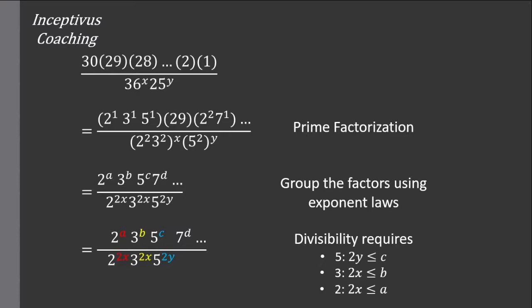Remember, in order for divisibility to be accomplished, we require that the exponent on the top be greater than or equal to the exponent on the bottom. So for example, look at the exponents of 5, we should require that 2y should be less than or equal to C. And similarly for 2x, we should be less than or equal to B. And for the 2 factor, 2x should be less than or equal to A.